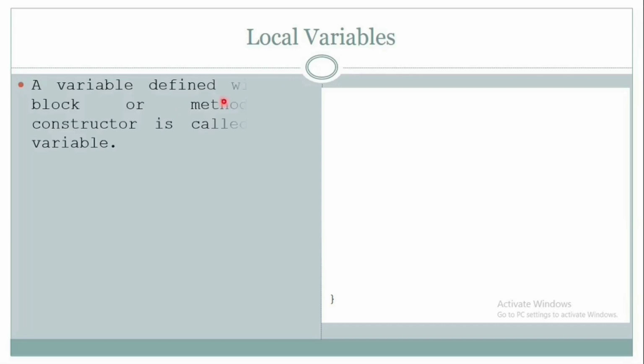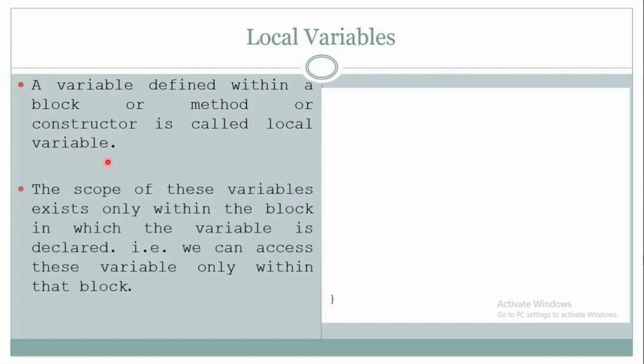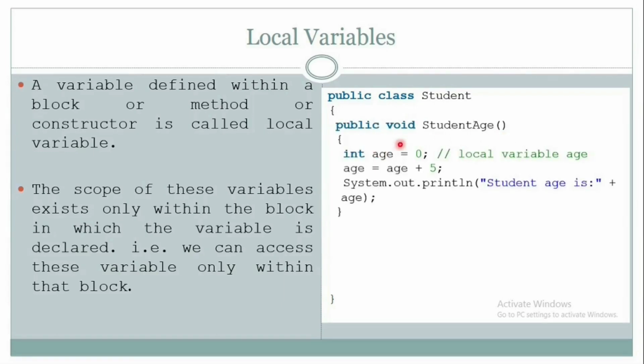Local variables: a variable defined within a block of code, a method or a constructor is called a local variable. As I already told, the visibility of a local variable is only within the block of code. We'll understand this local variable with a simple example. Let me create a class Student and a method. Here is a method studentAge that returns nothing, that's the reason it is void here. And here is int age.